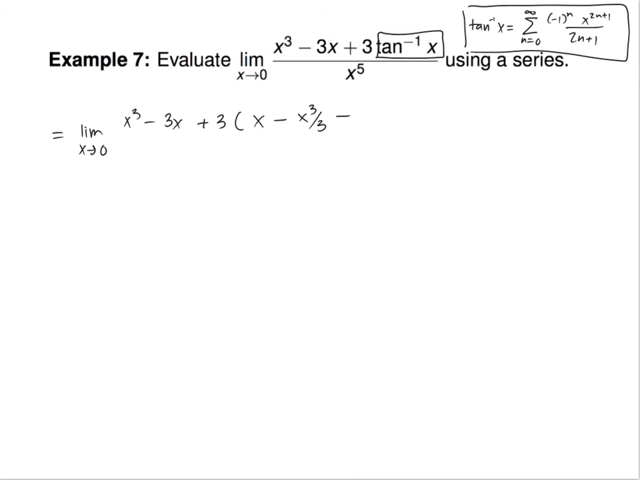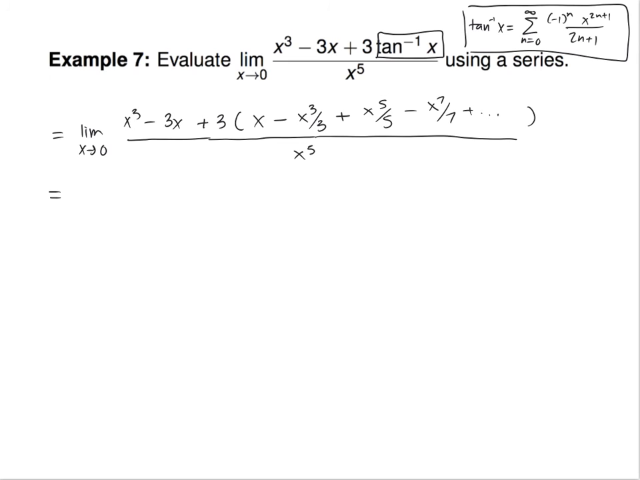Okay, who's next? Input 2 for n, you get x to the 5th over 5. Input 3 and you get minus x to the 7th over 7. Do you see there's a pattern there, right? It's like sine's pattern, except there are no factorials, right? Which does make a huge difference in terms of lots of stuff. All this is over x to the 5th.